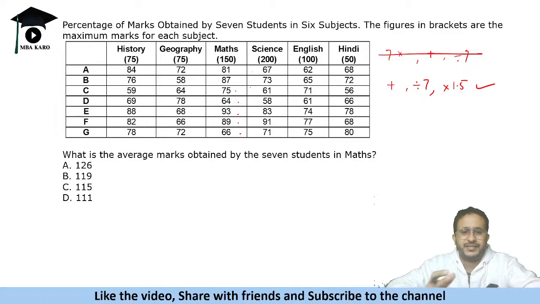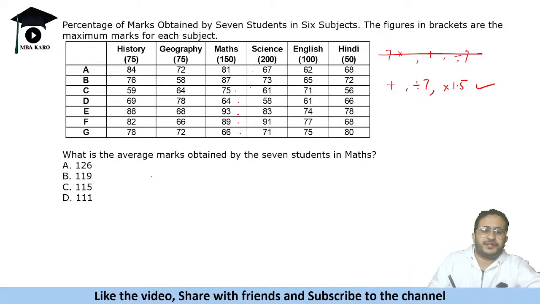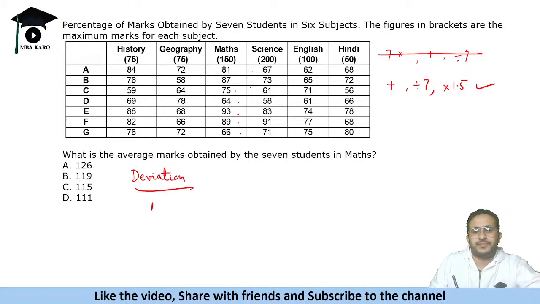let's solve it by deviation. How do we solve by deviation? Assume some average. Then add or subtract the deviations from it, and whatever the net deviation is, divide by the number of values, and that will give you the exact average. While looking at these numbers and options, I can see that it has to be somewhere around 80.